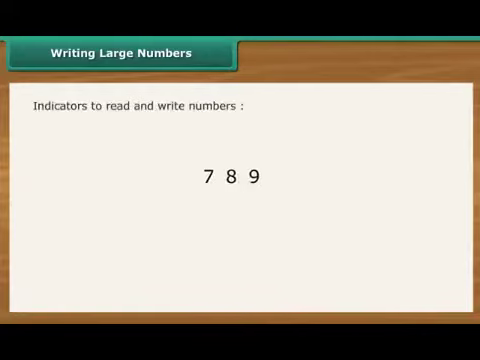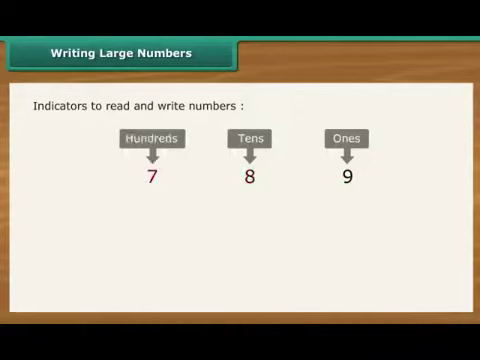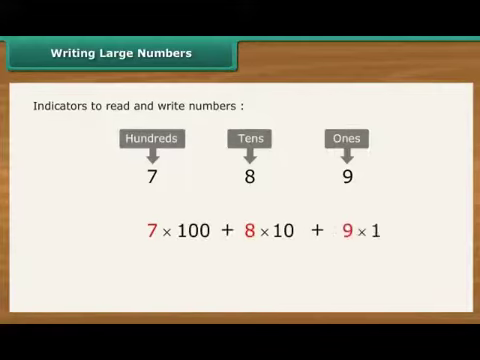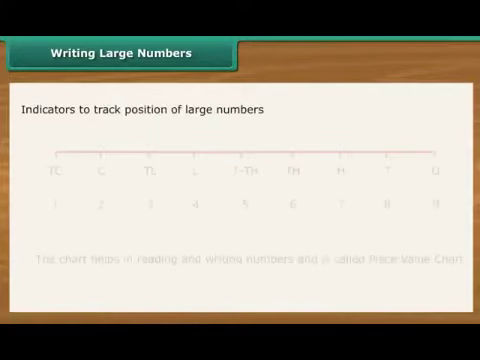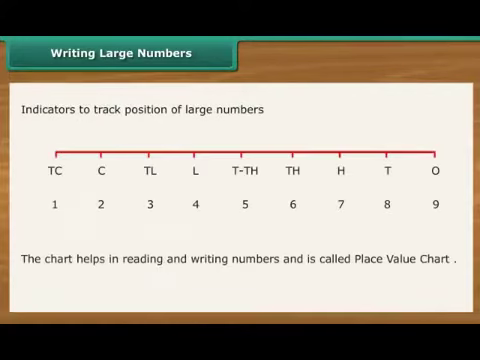Let us see how. Writing large numbers. Sometimes the large numbers are so large that it becomes difficult to keep track of. Then it helps to use indicators to read and write large numbers. In a decimal number system, the value of a digit depends on its place or position in the number. Each place has a value of 10 times the place to its right. It can be extended to crores. The chart helps in reading and writing numbers and is called the place value chart.